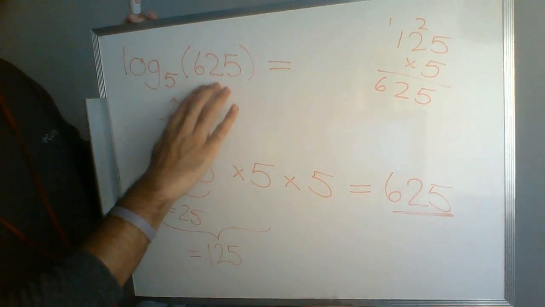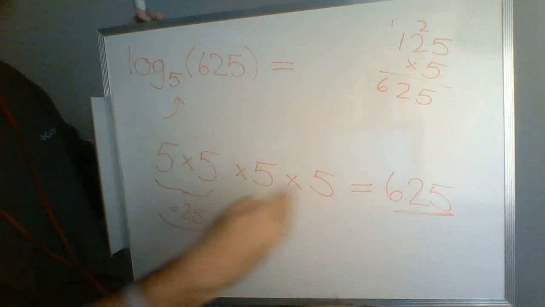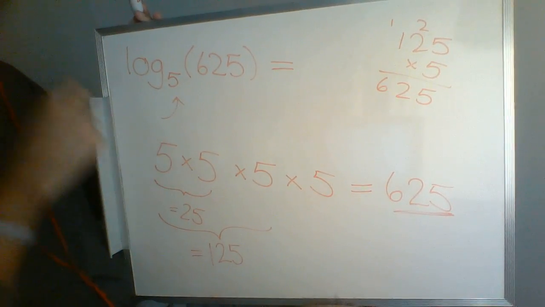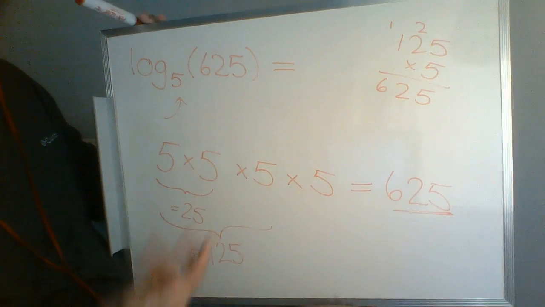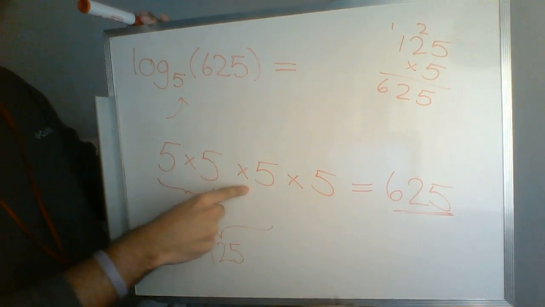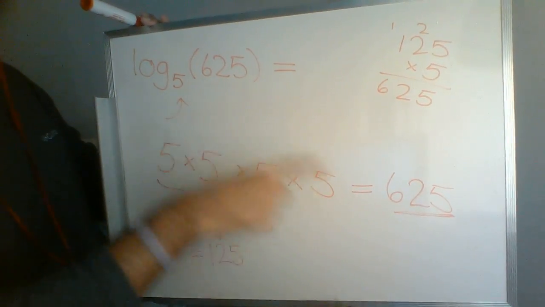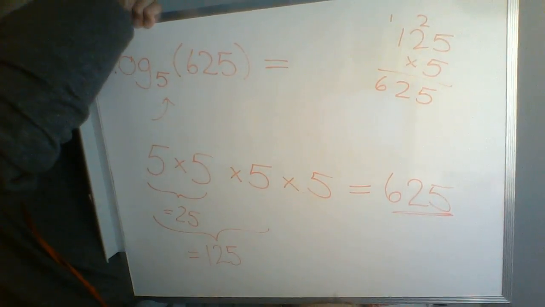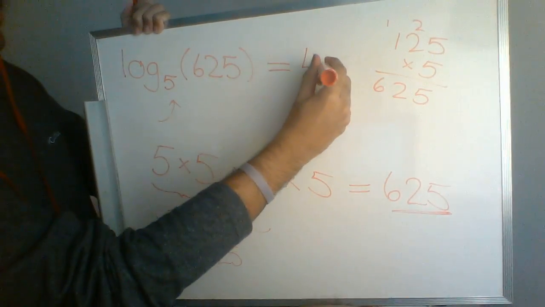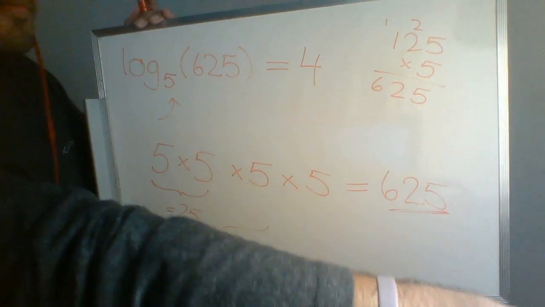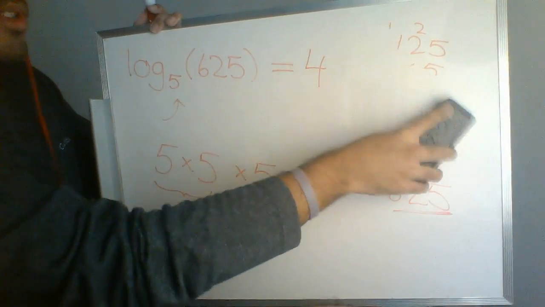So assuming that your target answer is exactly some power of this base, then that means you just need to multiply a few of those bases together to get to your final answer. So in this case we multiplied 1, 2, 3, 4. We multiplied 4 of these 5s together to get our answer of 625. So our answer to the question is 4, because that's how many 5s we had to multiply together. Okay, so hopefully that's making sense.